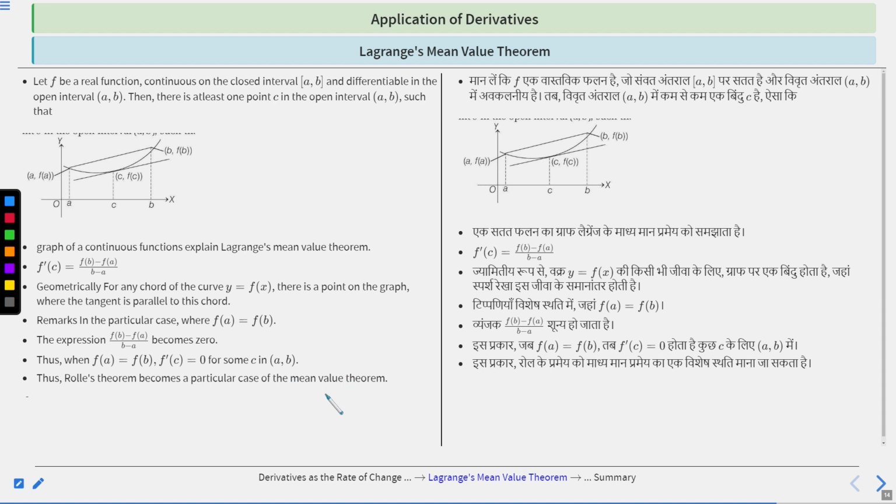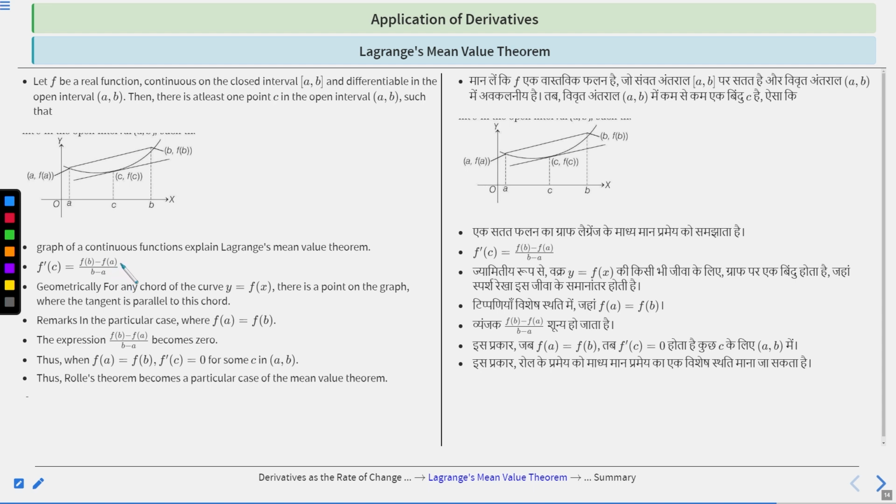Clear? The mean value theorem says that if a function is continuous in [a, b] and differentiable in (a, b), then there is at least one point c where f'(c) is equal to (f(b) minus f(a)) upon (b minus a). This is the mean value theorem. And Rolle's theorem says that there exists at least one c such that f'(c) is equal to 0, with one added condition: f(b) is equal to f(a). So Rolle's theorem is basically a particular case of Lagrange's mean value theorem, right?